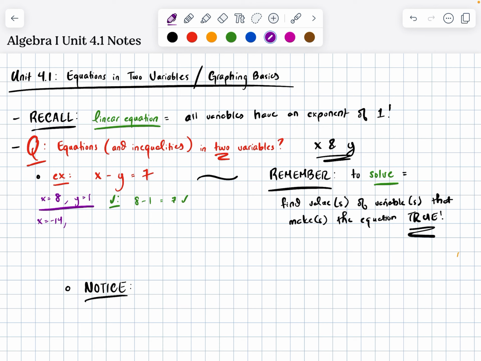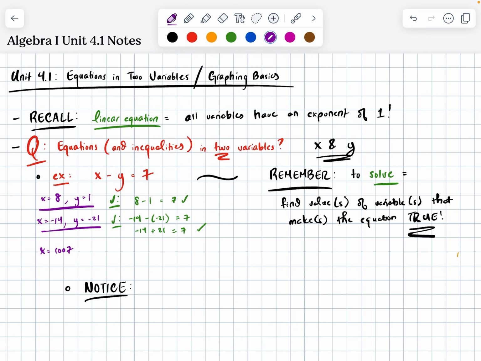I could get wonky with it. I could throw some negatives in there. What if I had x equals negative 14 and y equals negative 21? Well, to check my work, again, all I need to do is substitute. So is negative 14 minus negative 21 equal to 7? Well, negative 14 minus negative 21 means negative 14 plus 21. Is negative 14 plus 21 equal to 7? Well, yes, this is absolutely a solution.